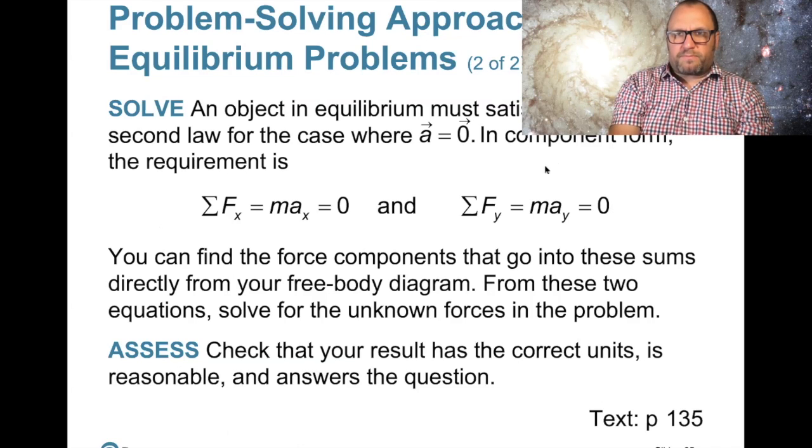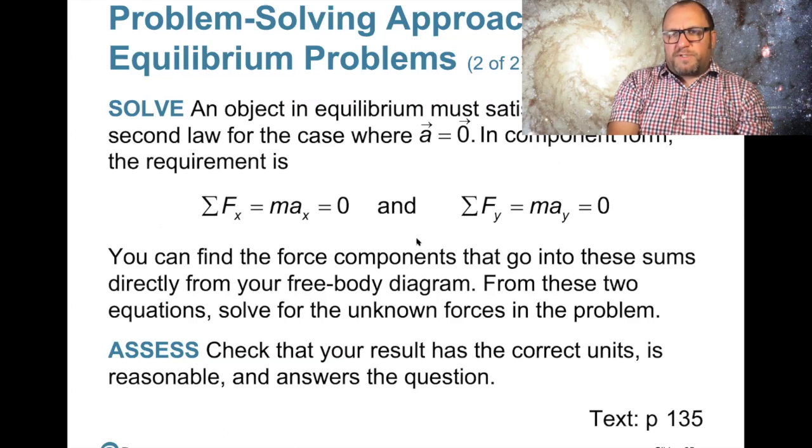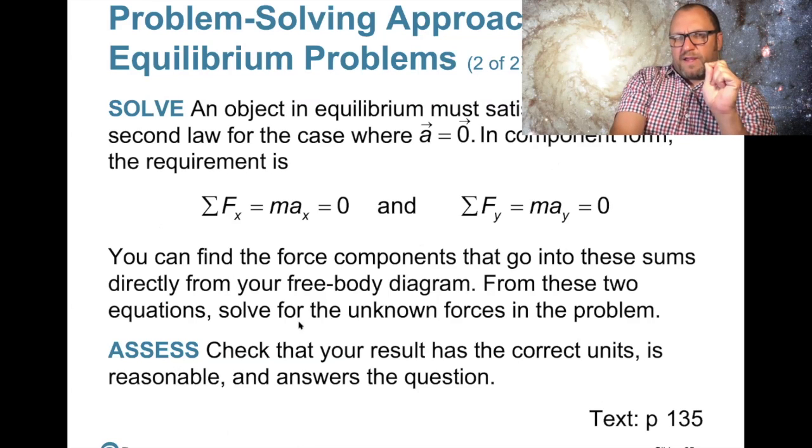Okay. So problem solving approach 5.1, equilibrium problems. An object in equilibrium must satisfy Newton's second law for the case where a equals 0 in component form. The requirement is that the sum of F_x equals m a_x, which equals 0, and the sum of F_y equals m a_y, which also equals 0.